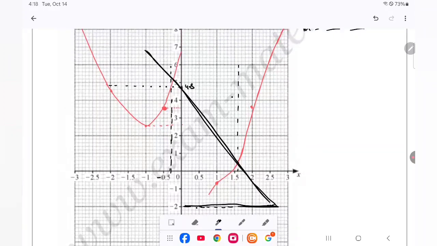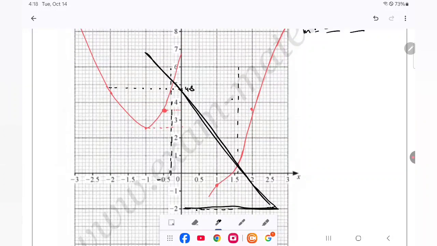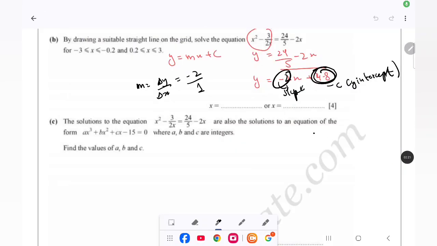which is giving the two values of x. First, here it is intersecting, which is at -0.3, and here it is also intersecting. This is a positive 1.6. So x gives two values, negative 0.3 and positive 1.6. Also put these values right here, negative 0.3 and positive 1.6.